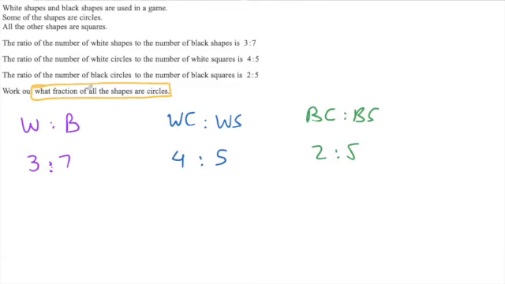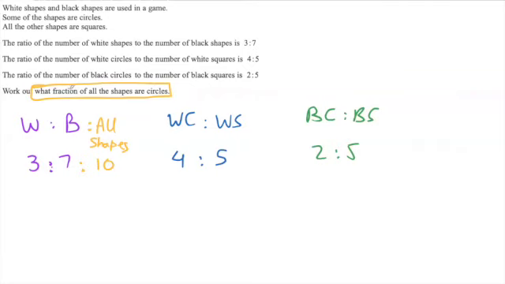Now, because we're concerned with all shapes, and this ratio tells us the ratio between white shapes and black shapes, all shapes are going to be 10, right? 3 plus 7 equals 10. If there's 3 white and 7 black, then all shapes will be 10.